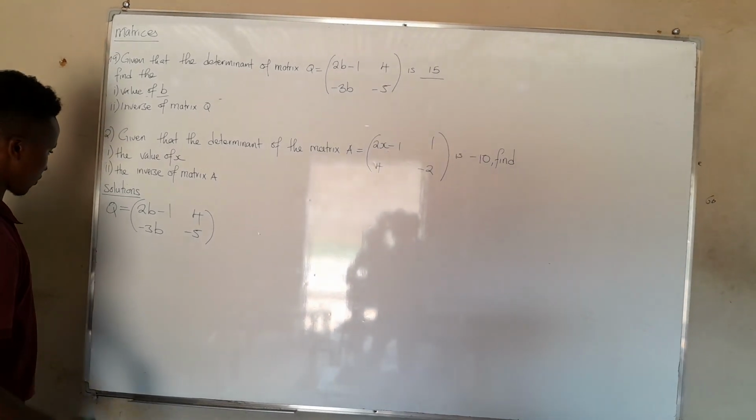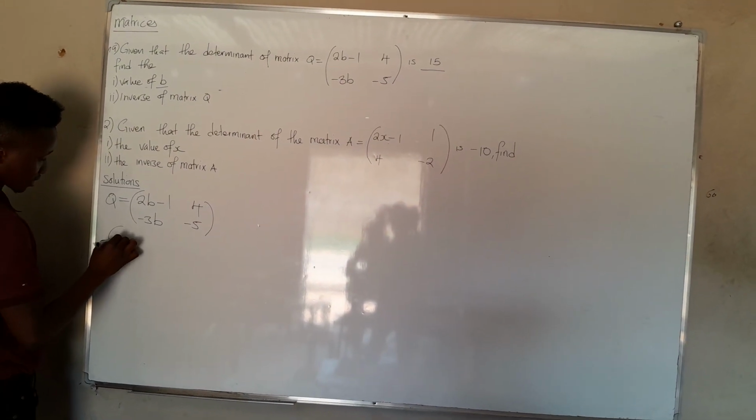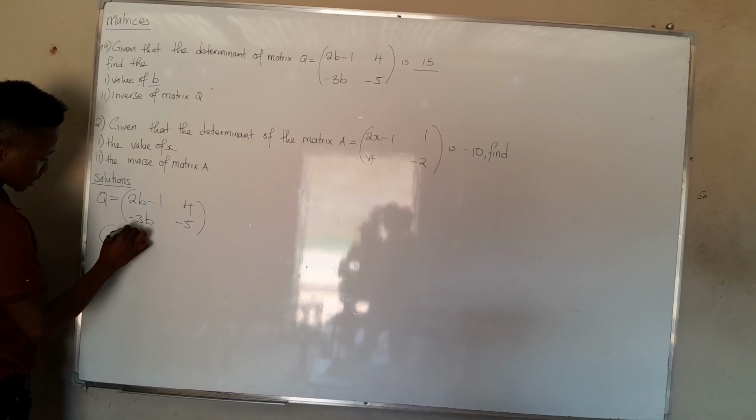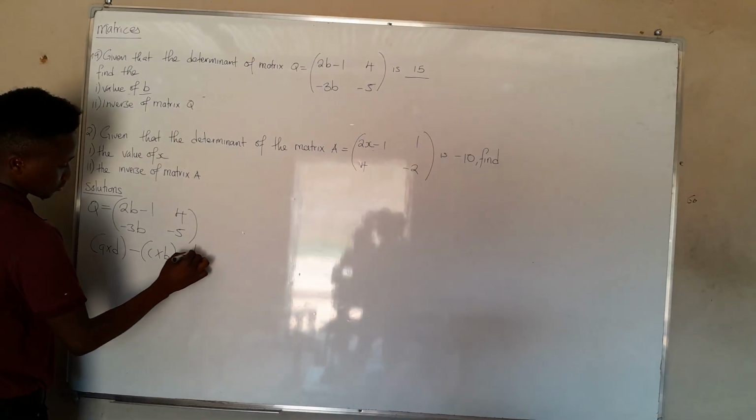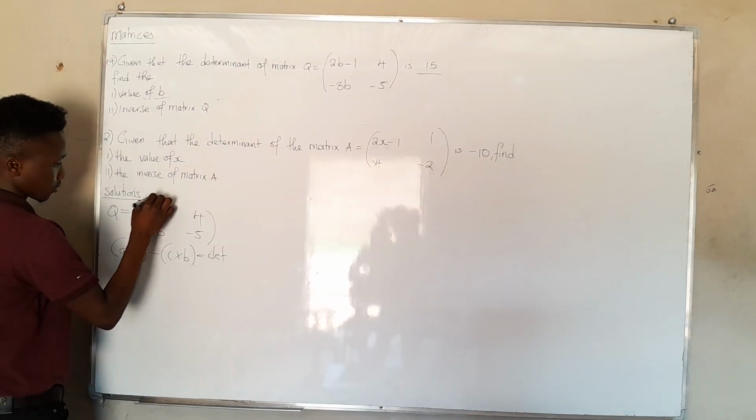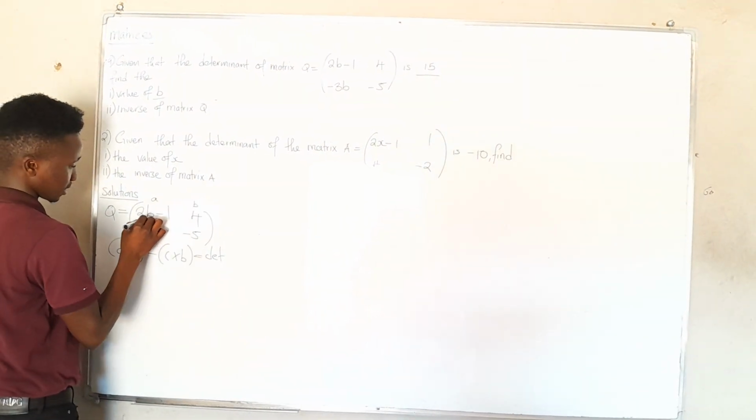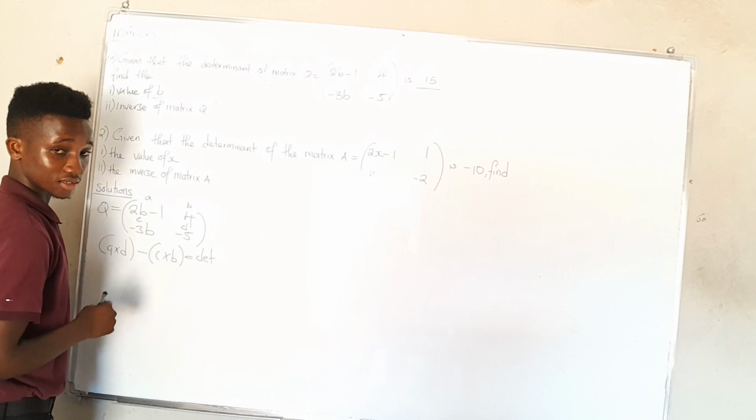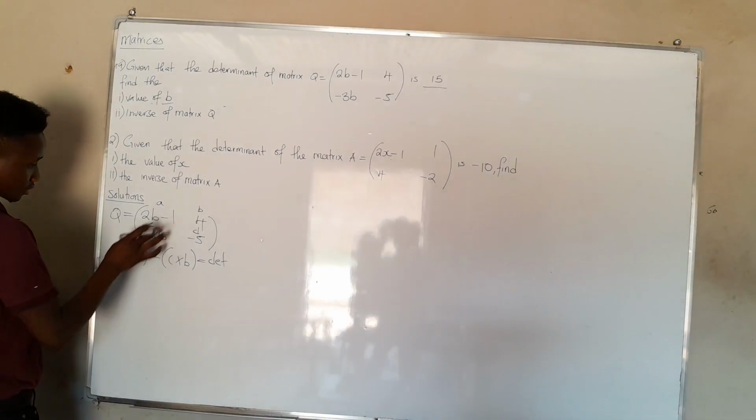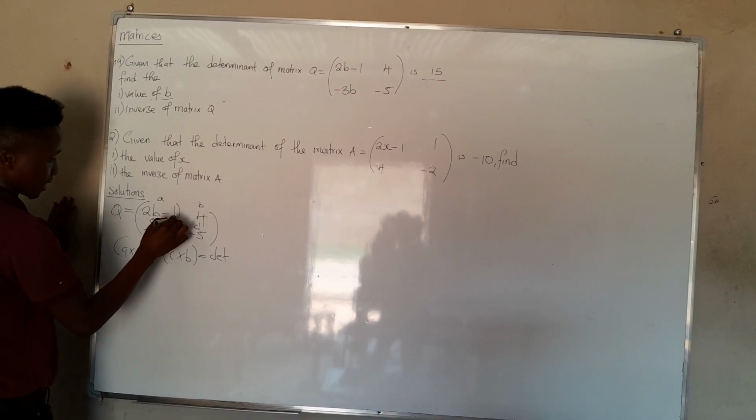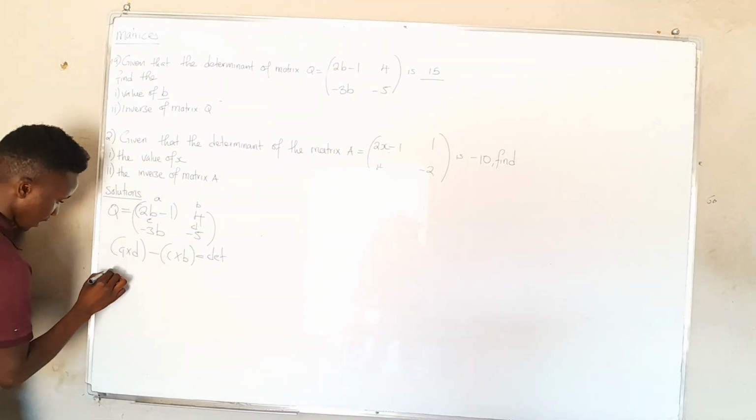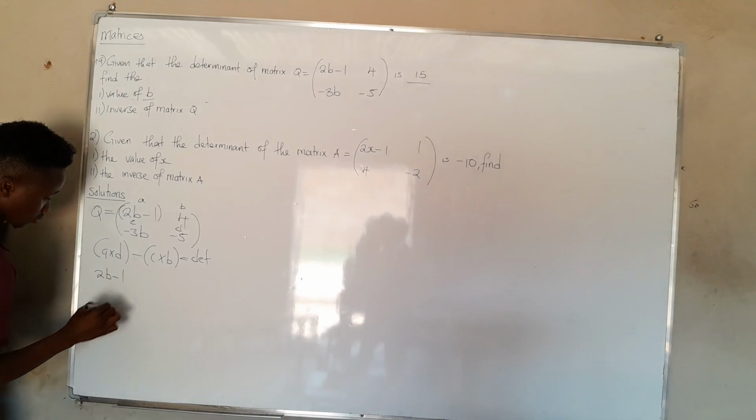So what am I going to do? I'll use my same formula. A times D minus C times B is equal to the determinant. So I'll call this my A, this my B, this my C, and that's my D. Remember, this is my A. My A is everything here, so my A is 2b minus 1.